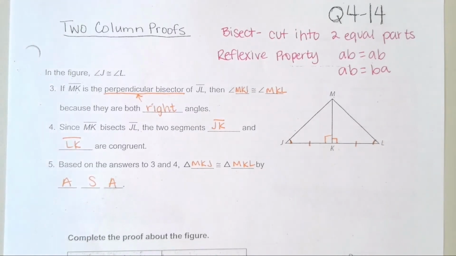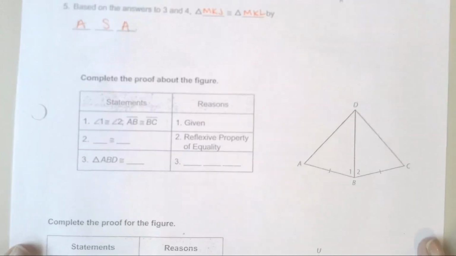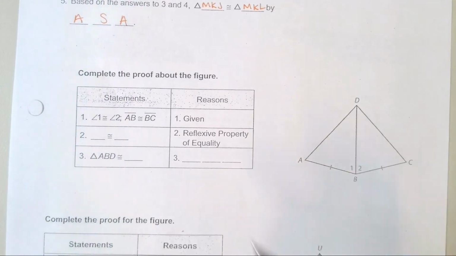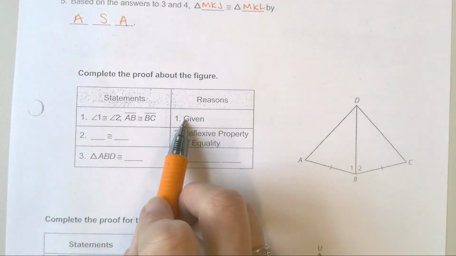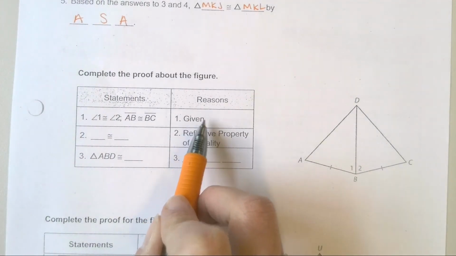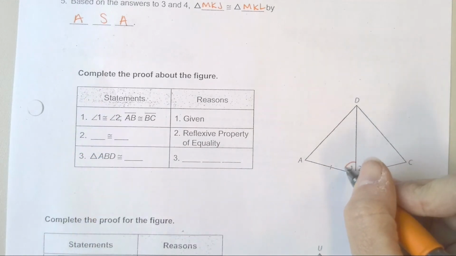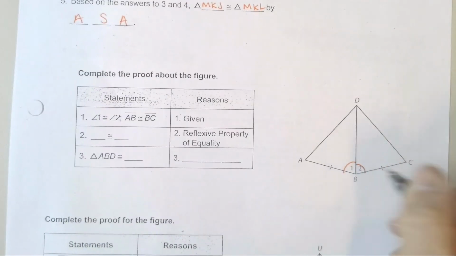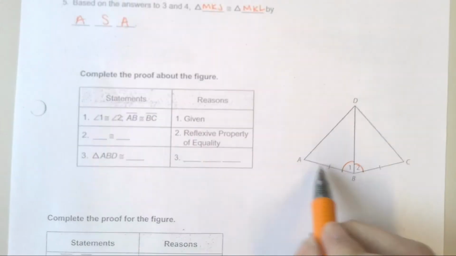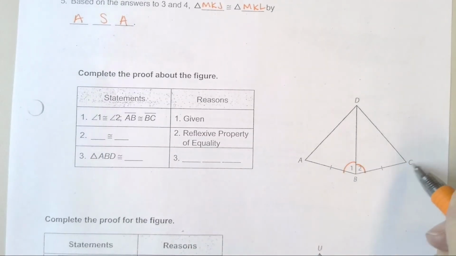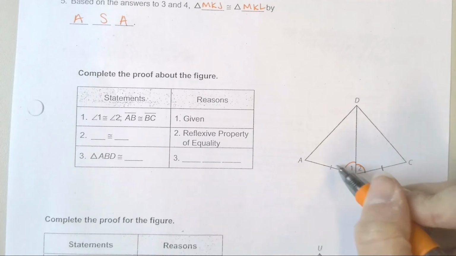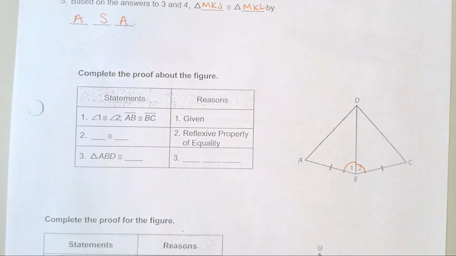Okay, let's look at the next one. So we want to complete the proof about this figure, okay? You can see our first reason says given. So you have been given the information that angle 1 is congruent to angle 2. So these are congruent to each other. And then side AB is congruent to side BC. So these little marks here. We have been given that.